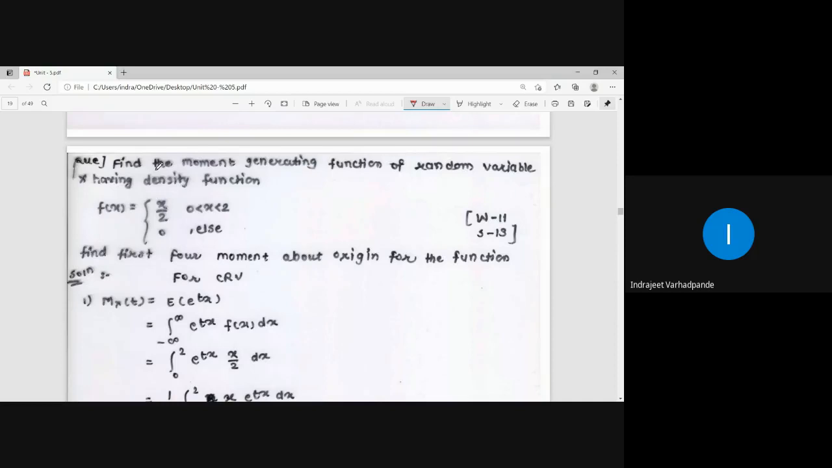Now, one more example, which is very peculiar, that is the moment generating function of a random variable which is given by the density function.